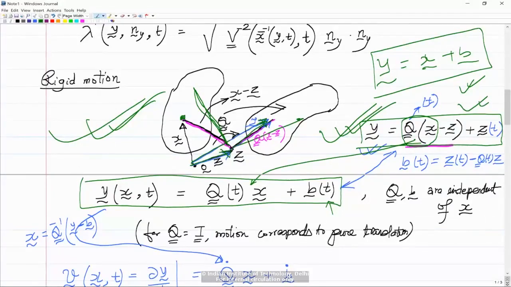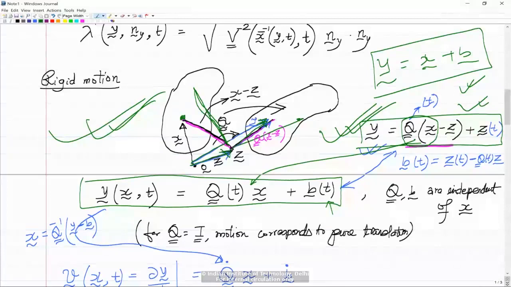Sir, if Q is equal to I, then B will be 0, sir. Means the translation would be 0, because the equation you have given is B equal to Z minus QZ. Then if Q is the identity tensor, then B would be 0, sir.